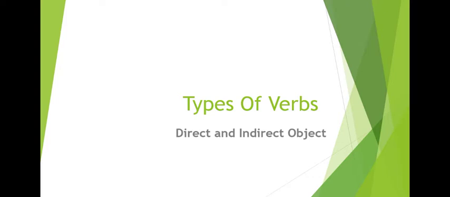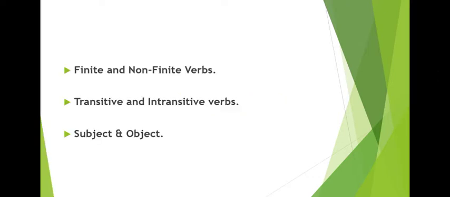Today, we will be learning a new topic, that is direct and indirect object from chapter 7, types of verbs. In our previous videos, we have learned what are finite and non-finite verbs, what are transitive and intransitive verbs, and also we have seen what is subject and object. Today we will be looking more into object. Okay, so today's lesson will be on direct and indirect object.